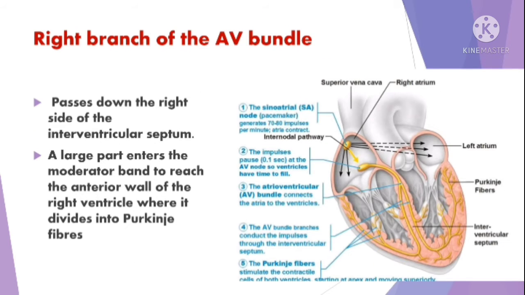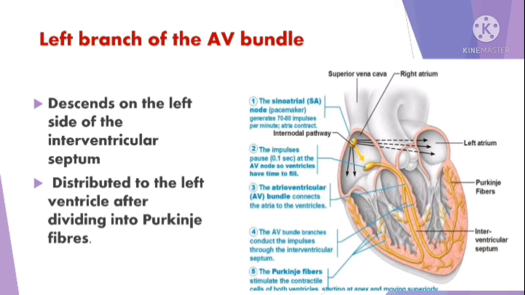The right branch of the AV bundle passes down the right side of the interventricular septum. A large part enters the moderator band to reach the anterior wall of the right ventricle, where it divides into Purkinje fibers. In the same way, the left branch of the AV bundle descends on the left side of the interventricular septum and is distributed to the left ventricle after dividing into Purkinje fibers.